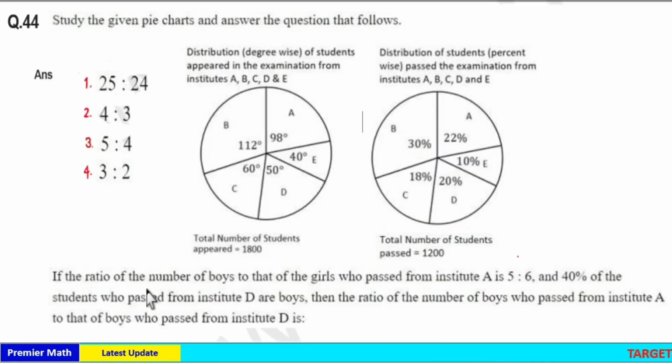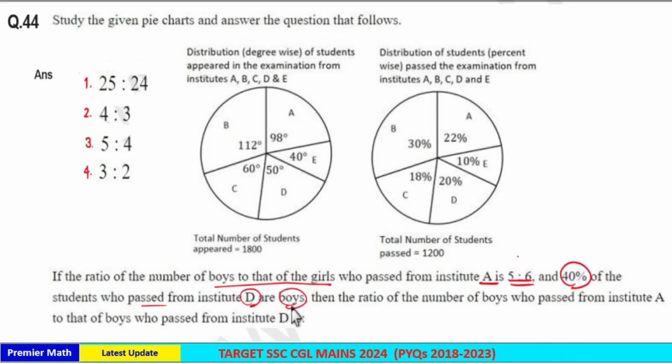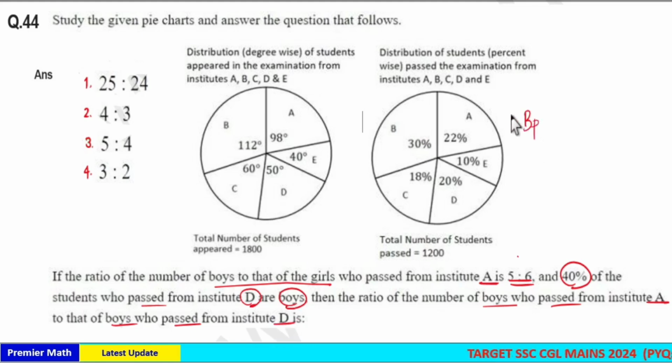Here two pie charts are given. Ratio of number of boys to that of girls who pass from Institute A is 5:6 and 40% of the students who pass from Institute D are boys. Then ratio of number of boys who pass from Institute A to that of boys who pass from Institute D is. Here we need ratio of number of boys who pass from Institute A to that of number of boys who pass from Institute D.